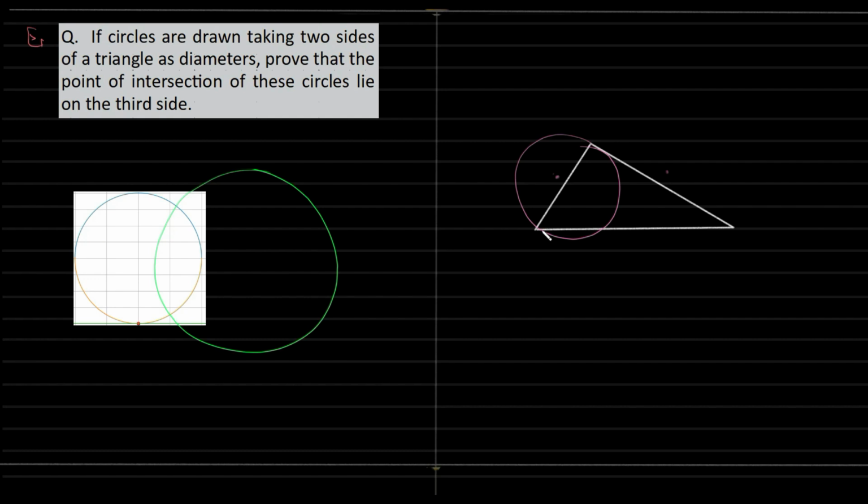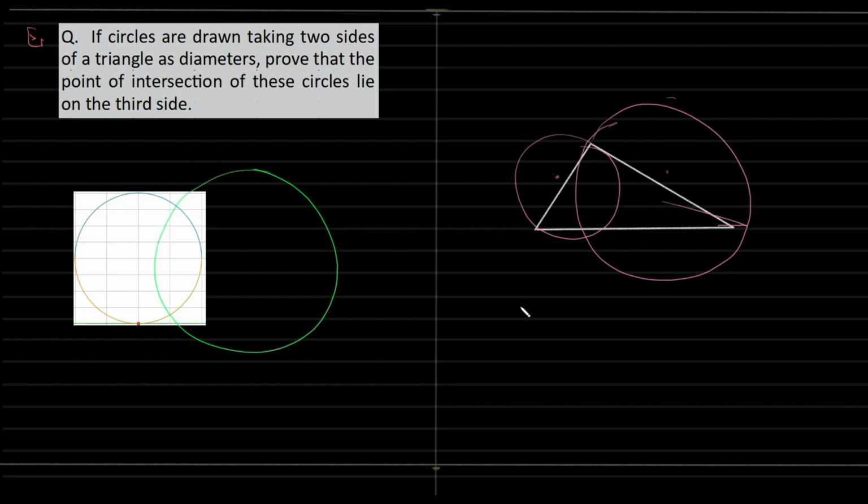This side of the triangle has a circle with that length of the side of the triangle as the diameter, and this length will act like diameter for another circle, something like this. A better diagram, actually, I'm not doing a good job. Okay, something like that, wherein this will join this and so on and so forth.